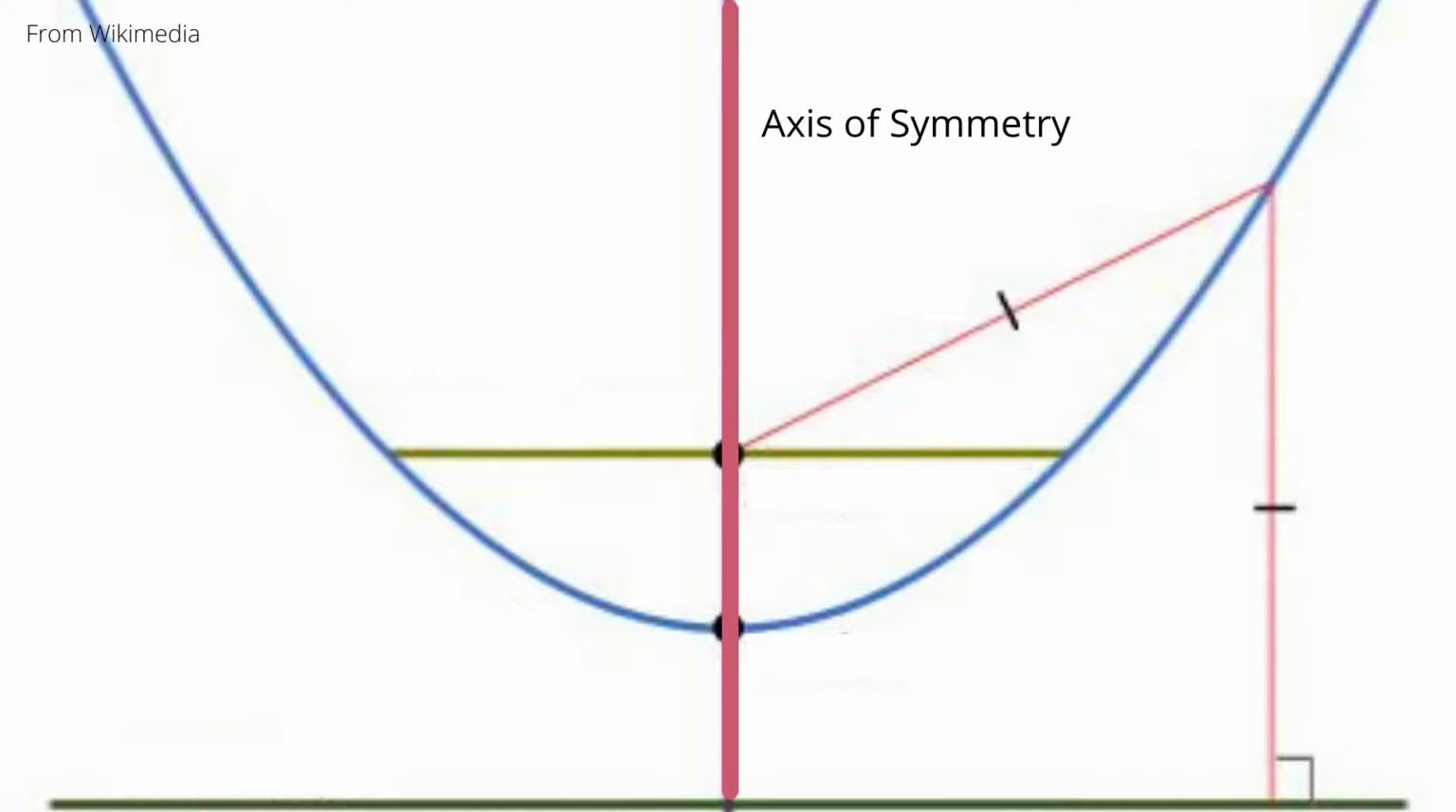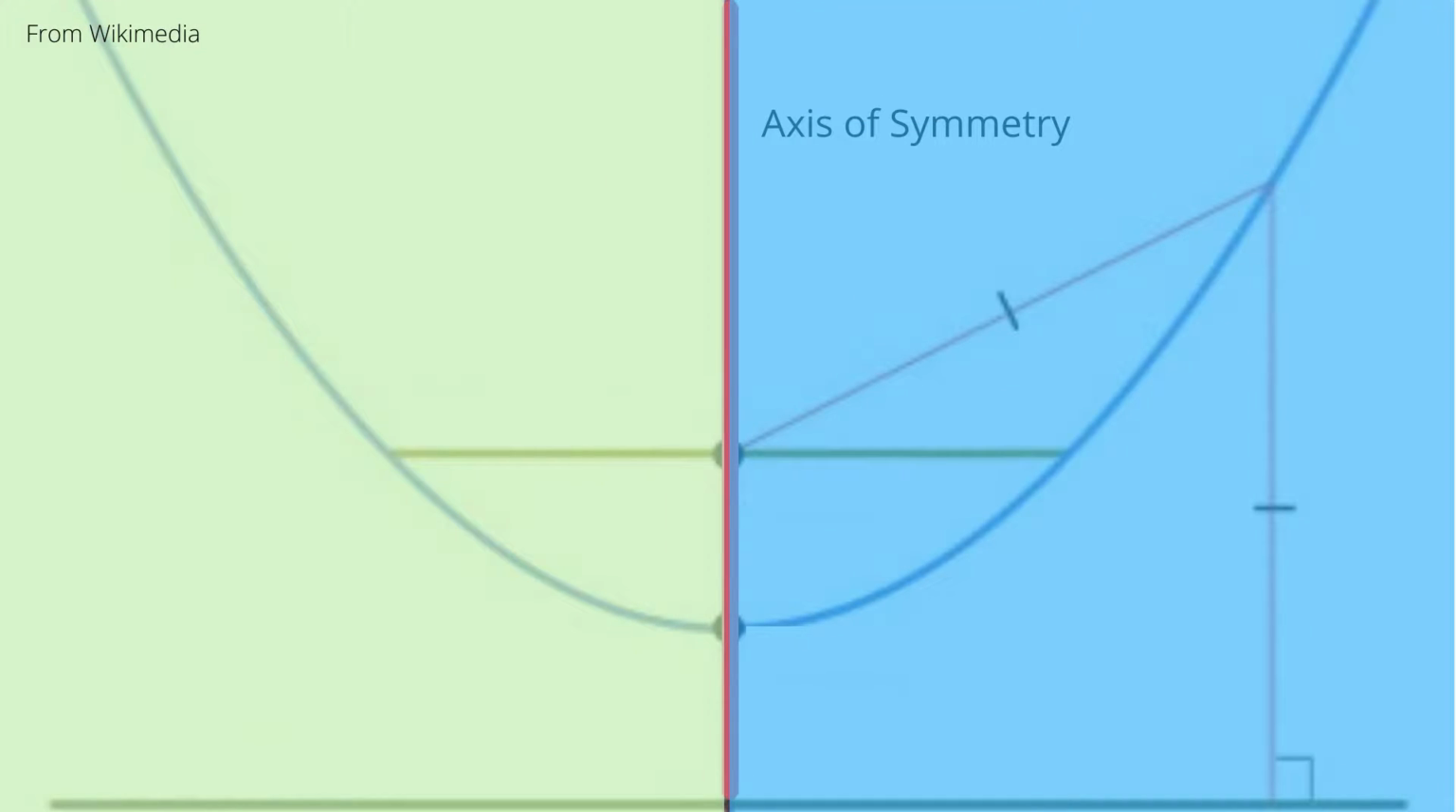The axis of symmetry is the line that passes through the vertex and the focus and is perpendicular to the directrix. It divides the parabola into two parts that are mirror images of each other.